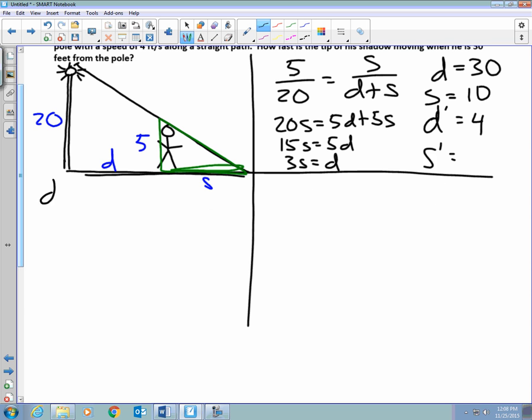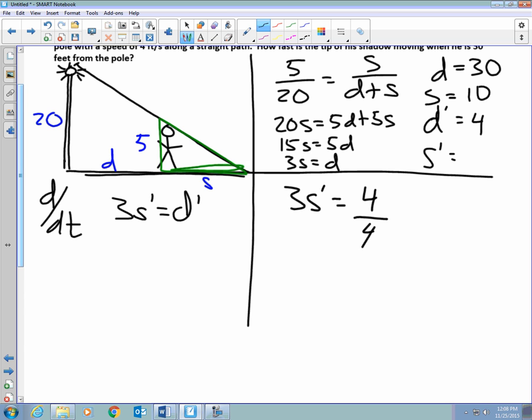The derivative with respect to time of 3S is 3S prime is equal to D prime. So therefore 3S prime is equal to 4. S prime is equal to 4 over 3. What is my label?